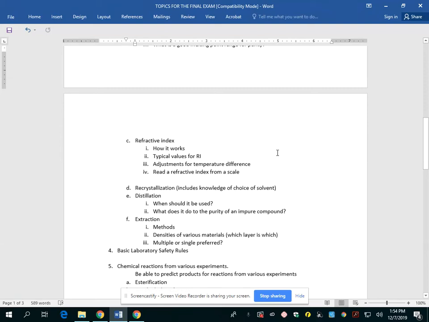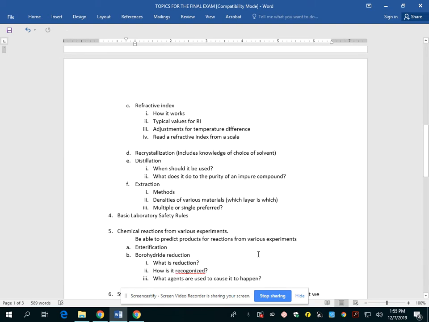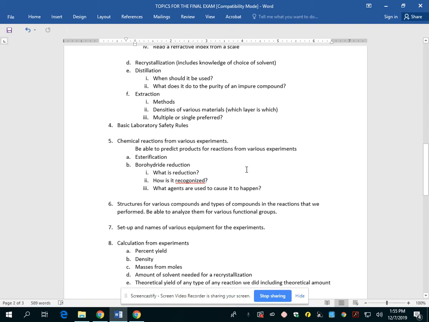All right, we're going to pick it back up. We had just talked about extraction, just basic safety rules. What should you do with broken glass? If you get acid in your eye accidentally, what should you do? Things like that. I think there's one safety rule question, so I don't think there's anything there that's going to trick you up or mess you up on that one.